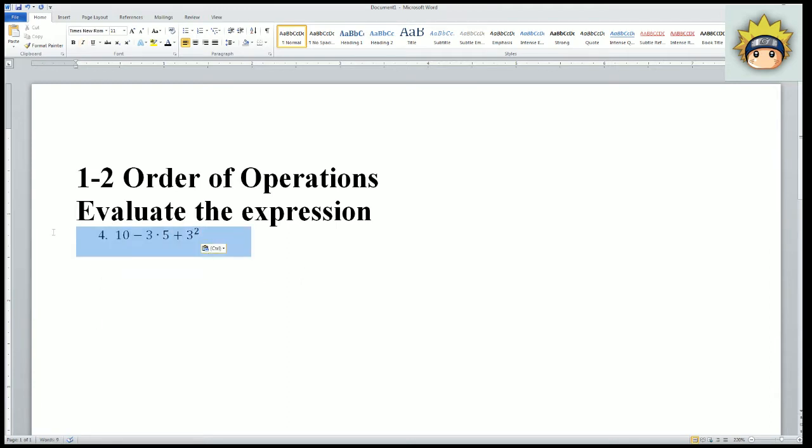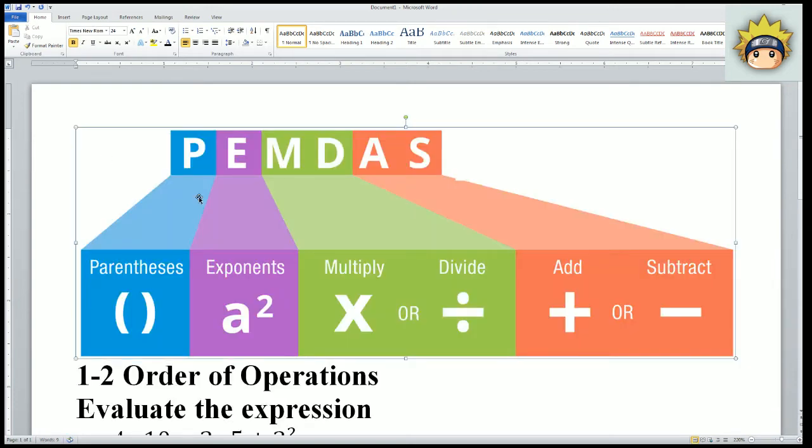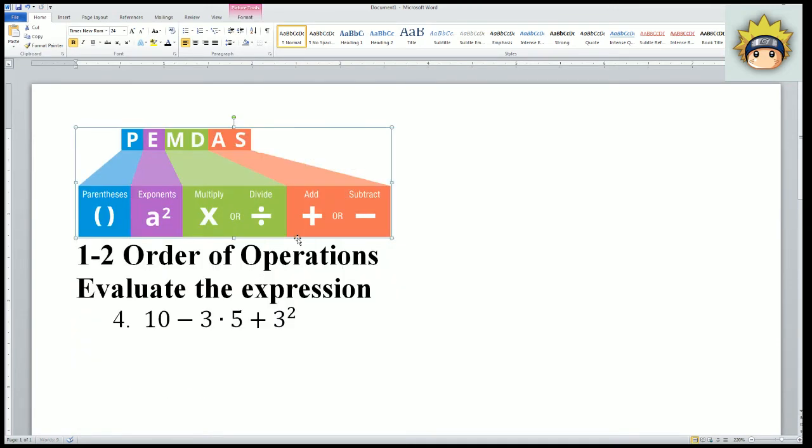Okay, number 4, I can make this bigger for you, gives us this expression, and we need to evaluate. Evaluate means to find one value. So we have to learn how to put this in one value, and we have to follow the order of operations. We follow something called PEMDAS. The parentheses goes first, then the exponent, multiplication or division, we do it left to right, then adding and subtraction, we do this left to right. If we follow that order, we should be perfectly fine.